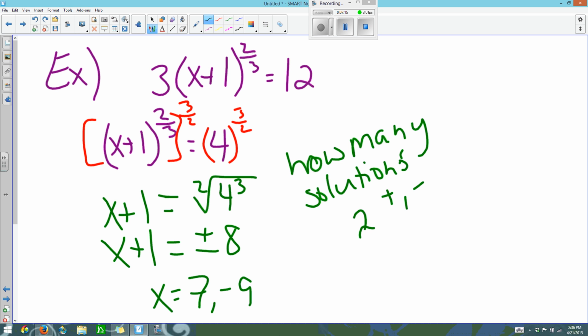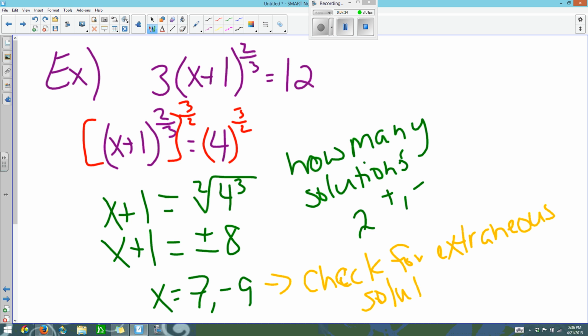Okay. When you have 2 solutions like these, make a note that you have to check for extraneous solutions, meaning that one of these x values is not a solution to the original problem.